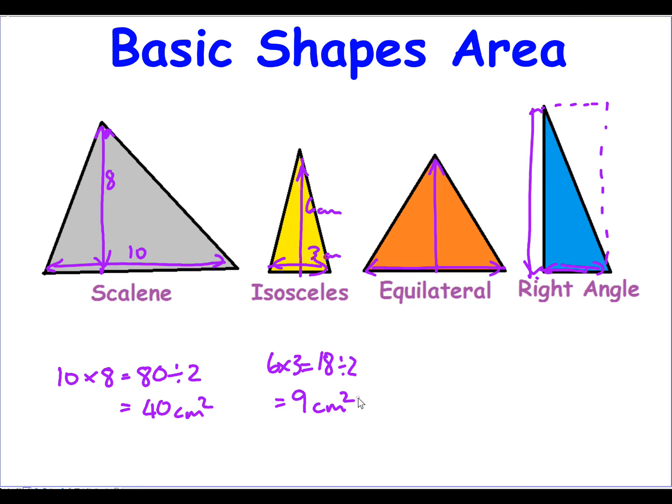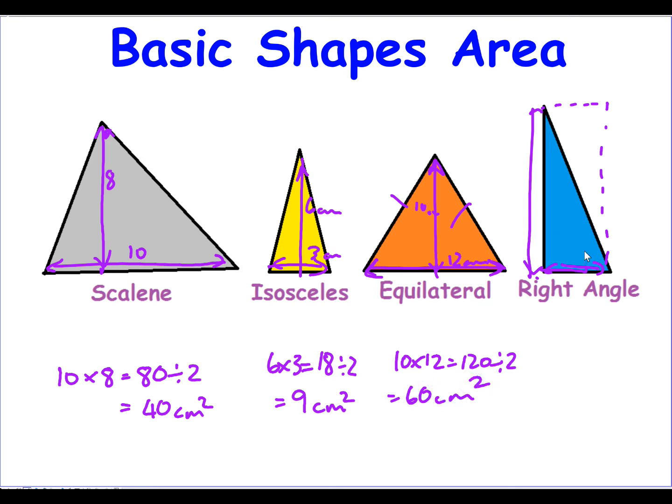Now with the equilateral triangle, these lengths are different. Even though the sides are the same, this vertical height is a different length. So if you were given the base of 12 centimeters and a height of 10 centimeters, then it would be 10 times 12 to give you 120, divide it by 2 to give you 60 centimeters squared.